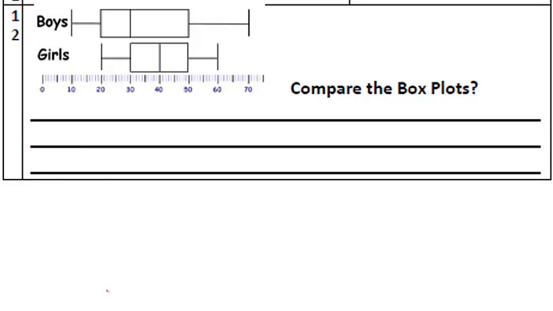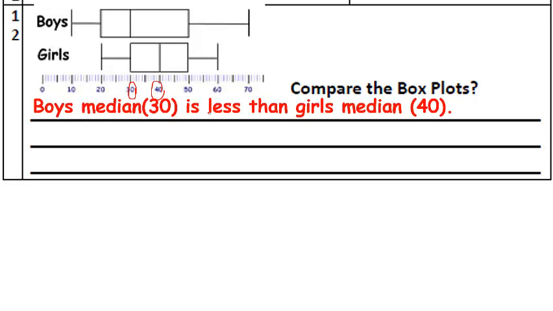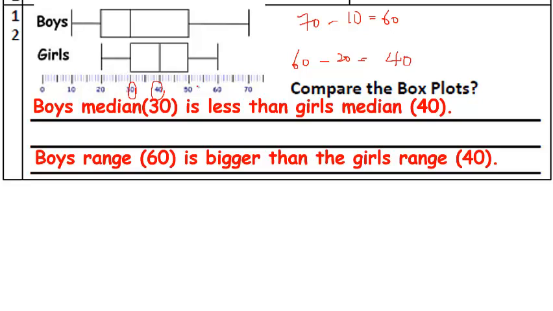Question 12, we need to compare the box plots. If I look at what the medians are, the boys' median is 30, the girls' median is 40. So I'm simply going to say the boys' median, 30, is less than the girls' median, which is 40. Give some numbers in your explanation. If I want to work out the range now, the range for boys is 70 take away 10, which is 60. The range for girls is 60 take away 20, which is 40. Show this working, and then write your comparison. The boys' range, 60, is bigger than the girls' range, 40.